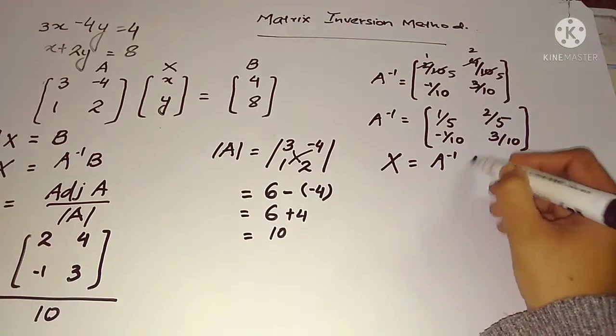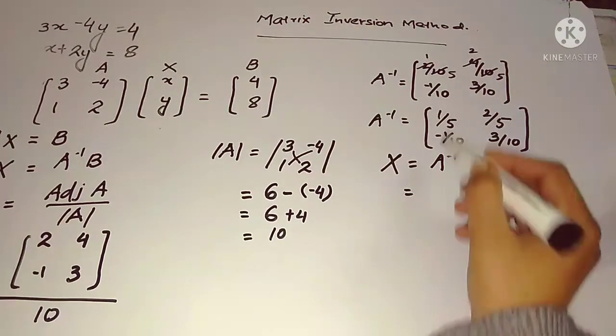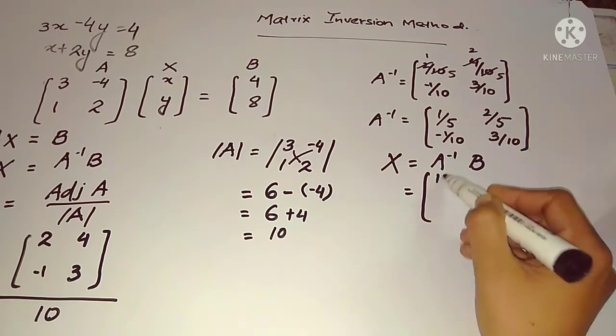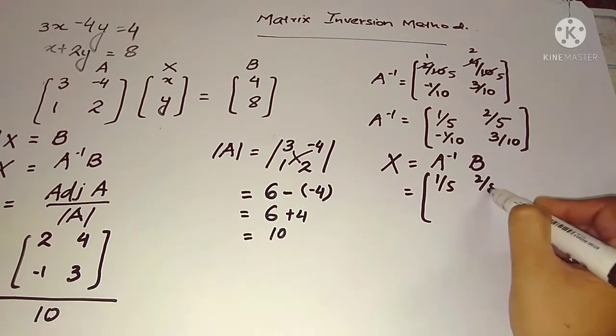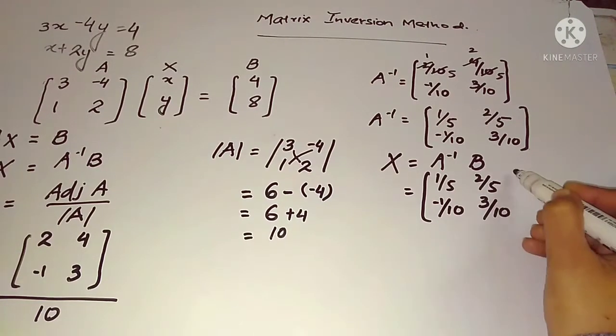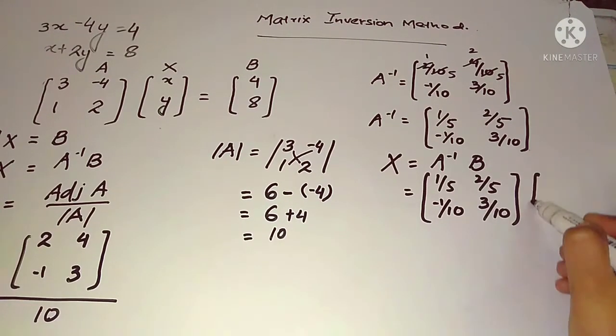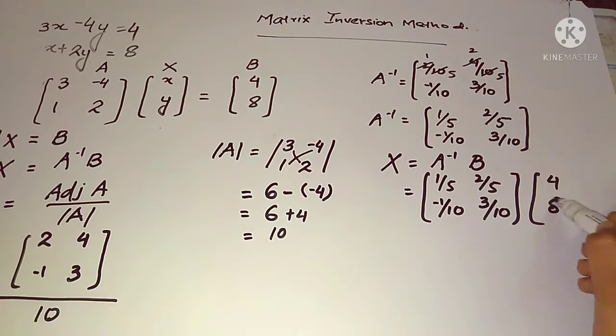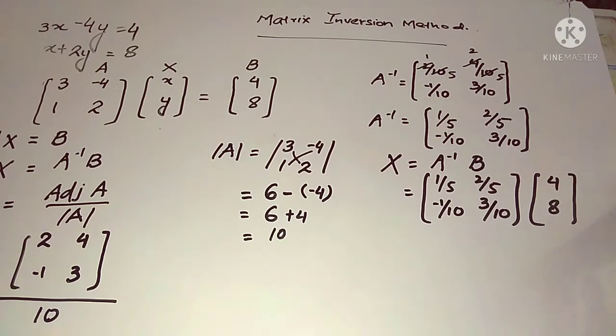This is B. So it means that now you will multiply A inverse with B. So what is A inverse? It's 1 by 5, 2 by 5, minus 1 by 10, 3 by 10. And you will multiply it with B. And what is B? 4 and 8.